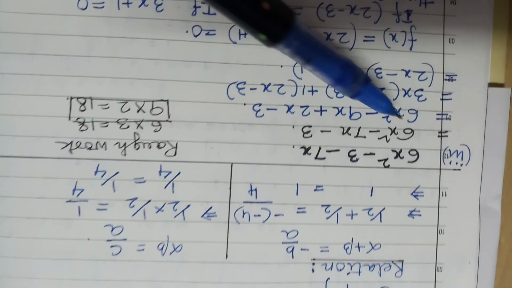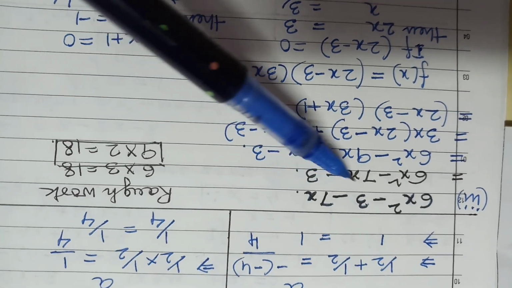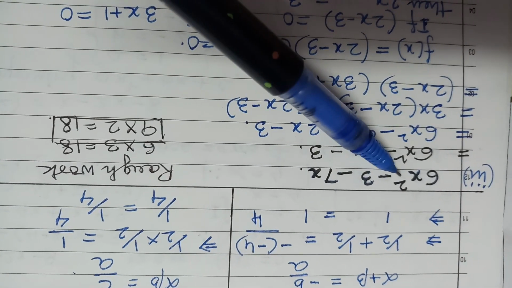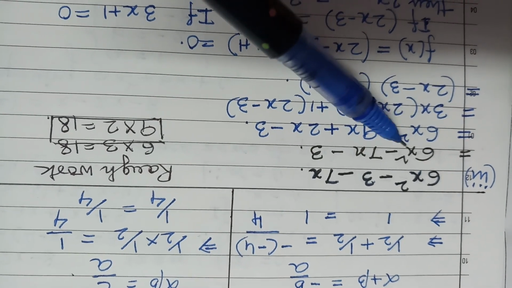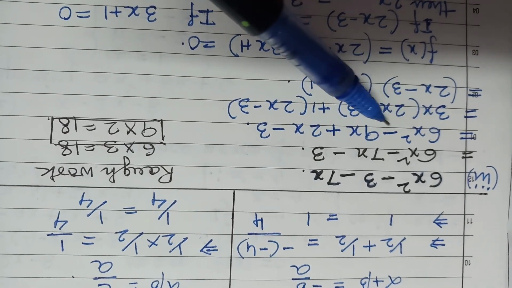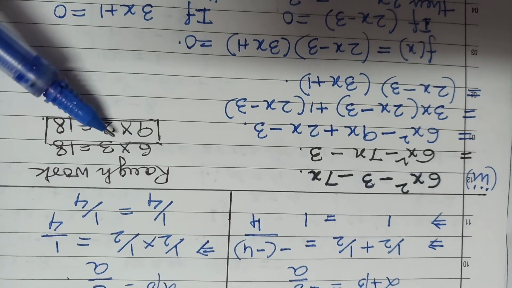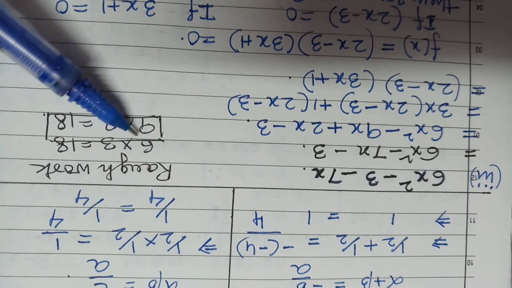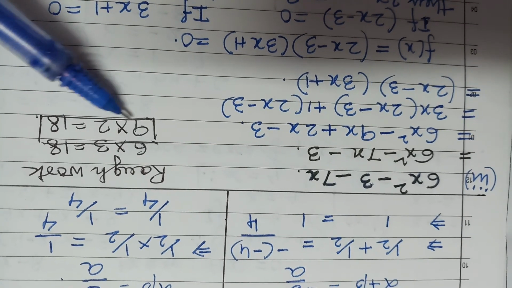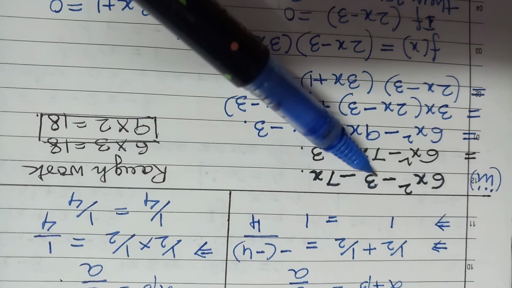Now next question is 6x square minus 3 minus 7x. We have to change it into the standard form of the polynomial. In standard form, in descending order you have to write it: 6x square minus 7x minus 3. Now 6 into 3 is 18. Check it, 6 threes are 18. So 18, its factors are 9 twos are 18. Now it is 9 minus 2, it is 7. Okay. So factorize the middle term.